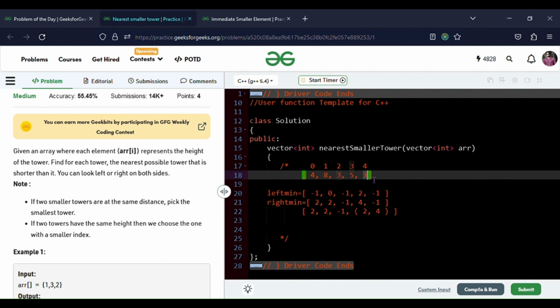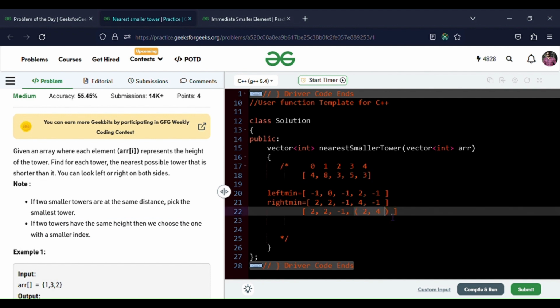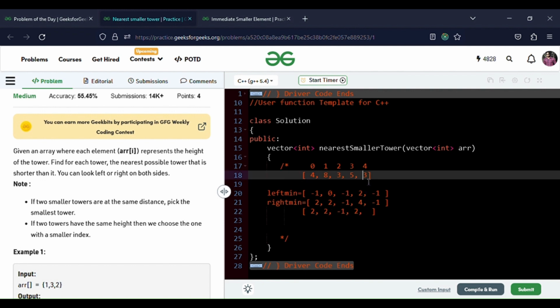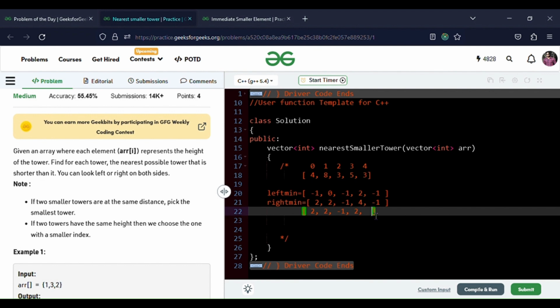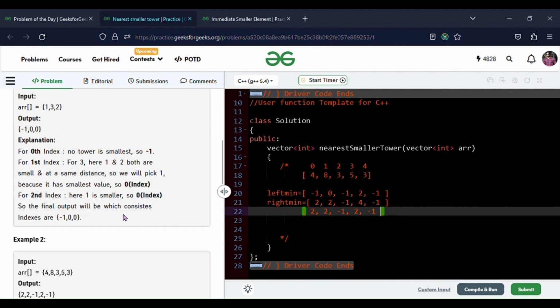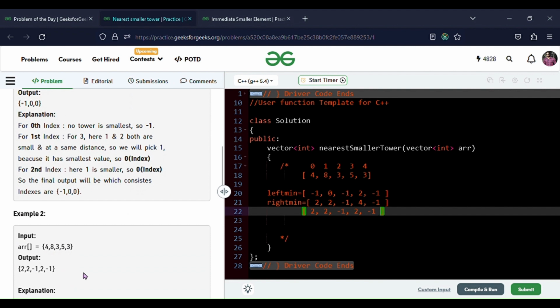We have the same height, so in the case of the same height we can choose the one with the smaller index. So the smaller index is 2, so the answer will be 2 here. For 3 there is no element on the right side and no element on the left side, so for this the answer will be -1. So let us see if we have the right answer. So this is the right answer.